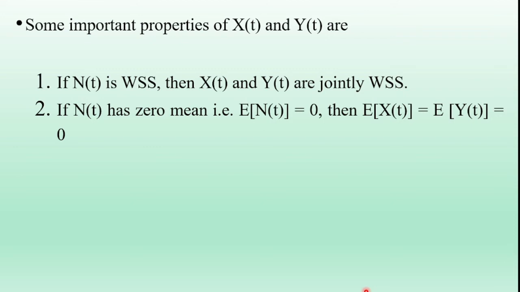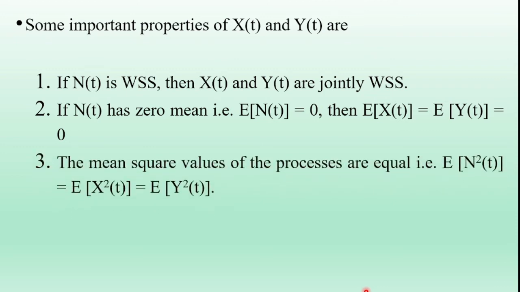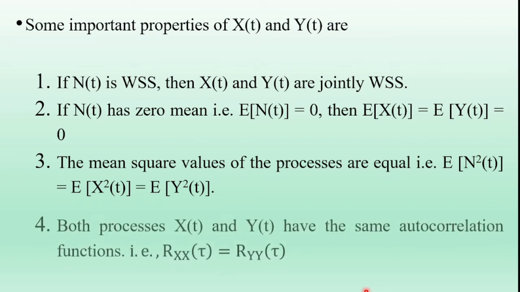Next, third property is, x of t and y of t have the same powers. Same powers means that expectation of x square of t is equal to expectation of y square of t is equal to expectation of n square of t. So the mean square values of the random processes are equal to Rxx of 0. That is, expectation of n square of t is equal to expectation of x square of t is equal to expectation of y square of t.